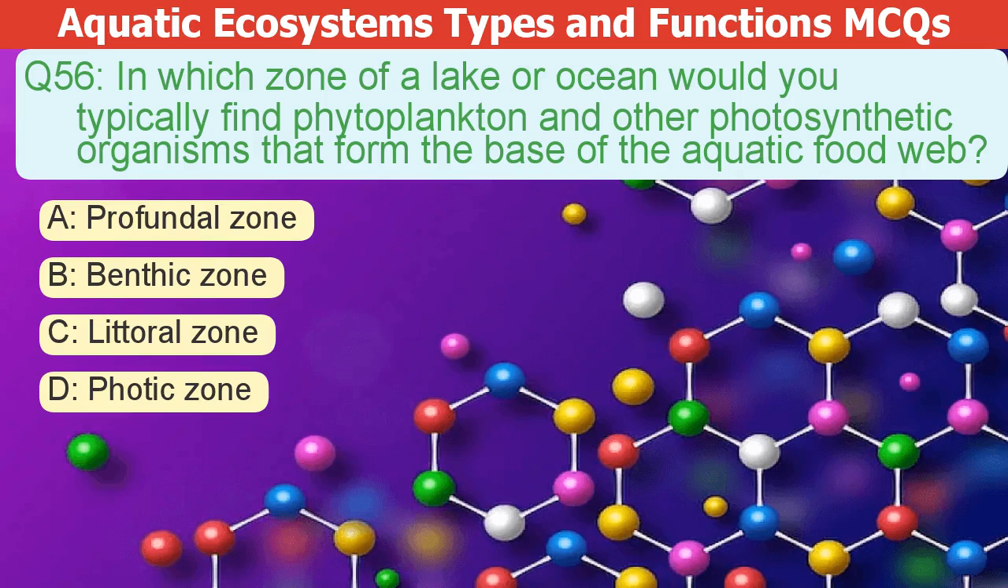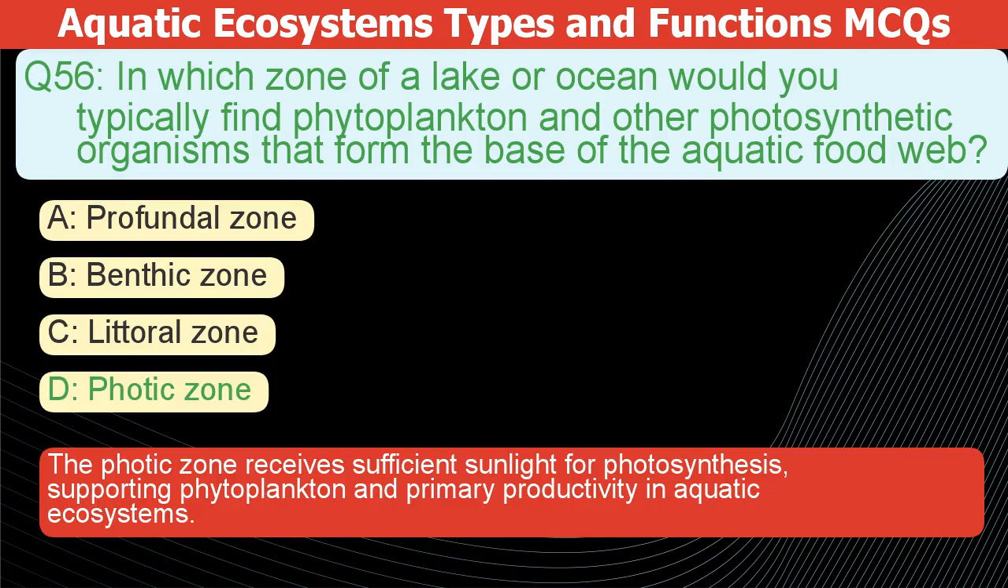What is the primary function of seagrass beds in aquatic ecosystems? A. Providing habitat and food for aquatic organisms. B. Maintaining water clarity. C. Regulating water temperature. D. Serving as a breeding ground for fish. The correct answer is A. Seagrass beds are important habitats and food sources for many water creatures. They're crucial for the ecosystem.